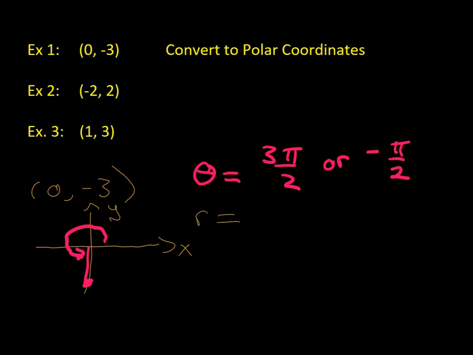Well, that's right. r in this case, this point here is just 3 units from the origin. So our coordinates, r comma theta, is (3, 3 pi over 2). Or (3, negative pi over 2). There's the first example.